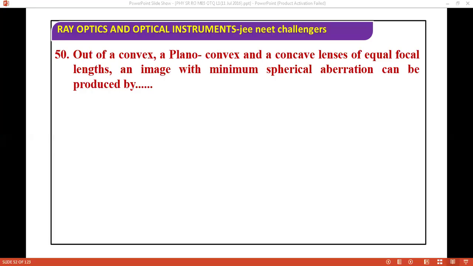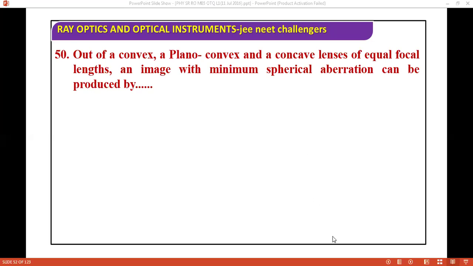So the question is in front of us. What's the answer for this question? Can anyone give the answer? The question is: out of convex, plano-convex and concave lens of equal focal length, an image with minimum spherical aberrations can be produced by.